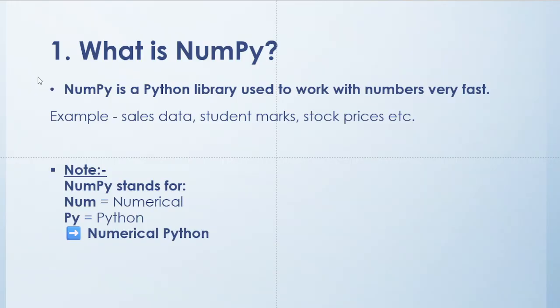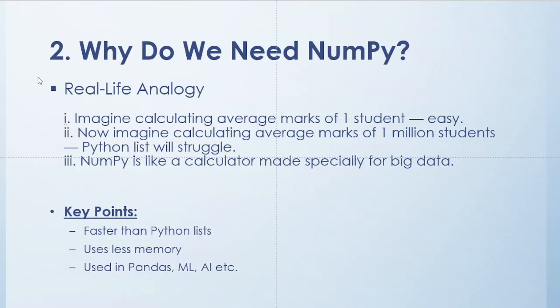So NumPy basically stands for Numerical Python, or in very simple words, NumPy is a Python library that helps us work with numbers very fast. It gives us a powerful data structure that we call an array, which is much faster and more efficient than a normal Python list. Then in the next slide, we'll see why we need NumPy.